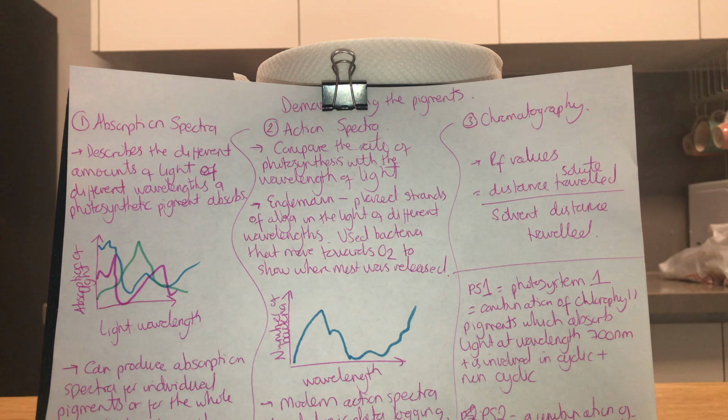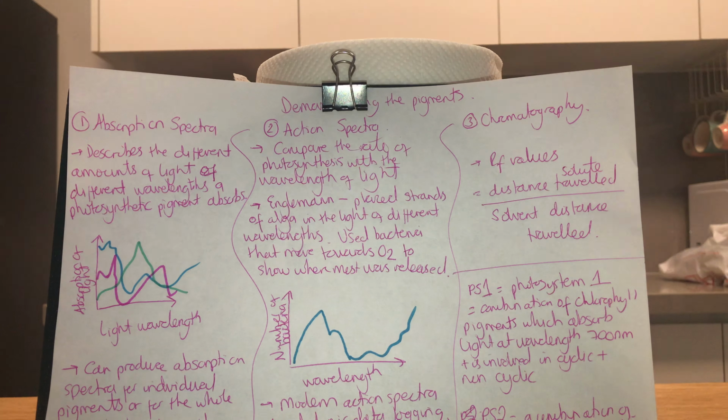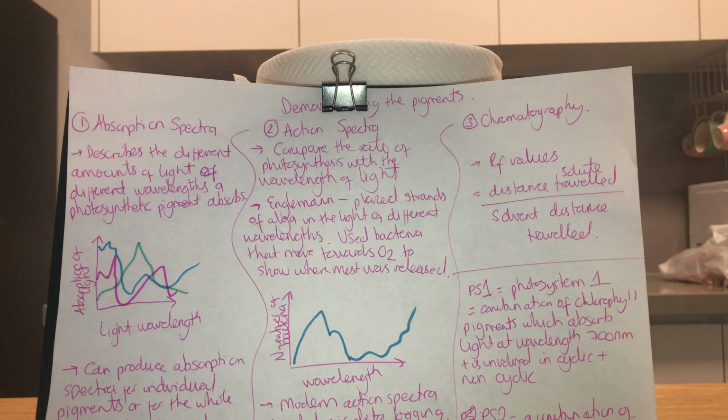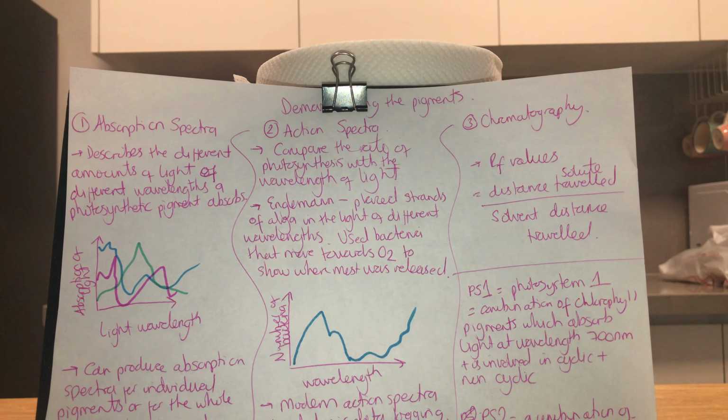PS1, sorry, I'm just trying to remember which way around it is, but PS1, when we've looked at electron micrographs, we have seen that the photosystem ones are mainly located on the lamellae, whereas PS2 are on the grana themselves. Okay, and so it's just to make you aware that there are different combinations, different complexes of this chlorophyll in slightly different locations in the chloroplasts. They absorb slightly different wavelengths of light, and they're involved in slightly different stages of photosynthesis.